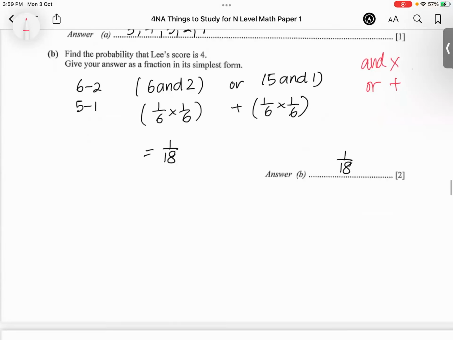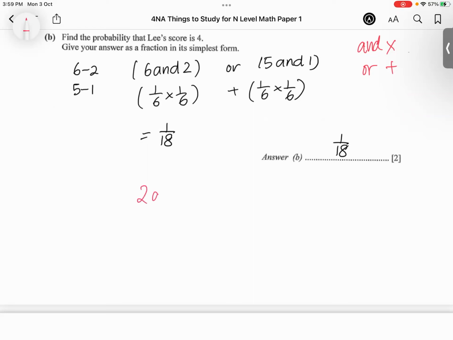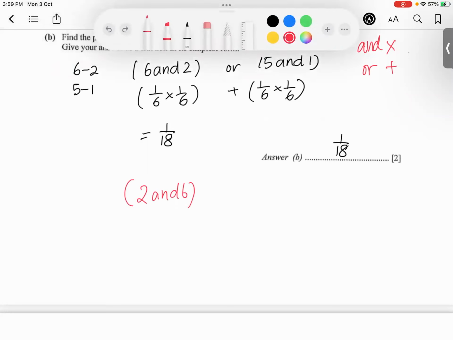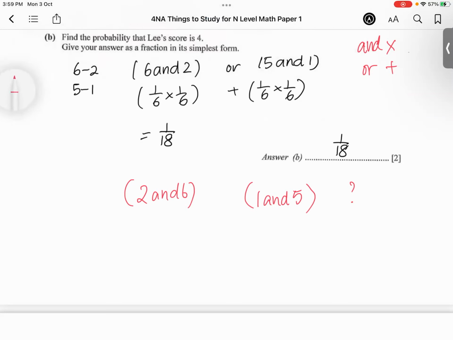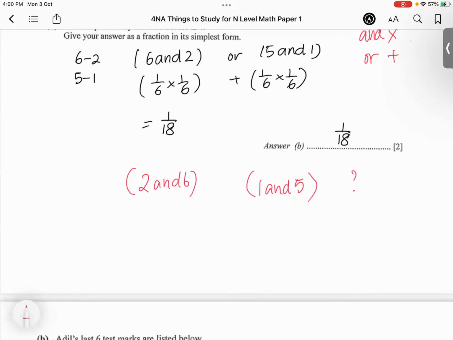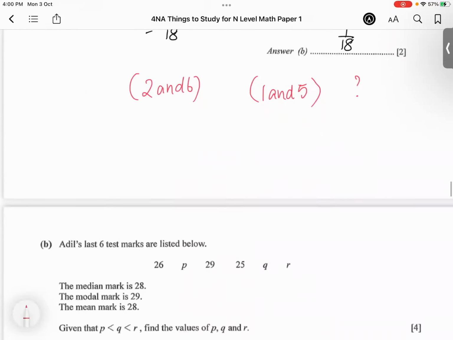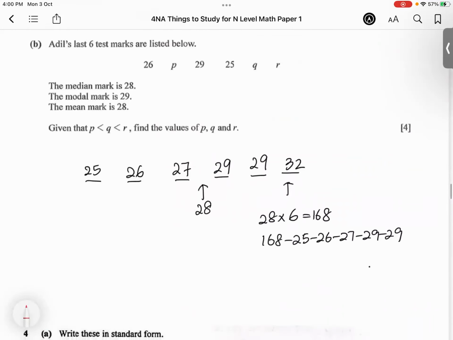I am not sure whether need to repeat 2 and 6. Then 1 and 5. This one I don't know whether I need to repeat the order or not. Let me find out the answer. Double check my TYS answer and then I get back to you all again, okay? I don't think need to repeat. Not very sure. I cannot remember it. But in case it need to repeat, I just multiply. I just take 1 over 18 another time. So 1 over 36 times 4. This question is actually from paper 2.